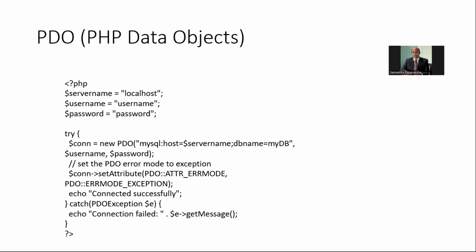And the PDO, PHP Data Object method. This is the code where you can create the connection using the PDO method. In that case also, you need to provide the server name, username, and password. And this is the function which creates the connection, PDO, where you pass the server name, username, and password. Once you create it, you get the connection string like this. And then you can check whether the connection is successful or not here.